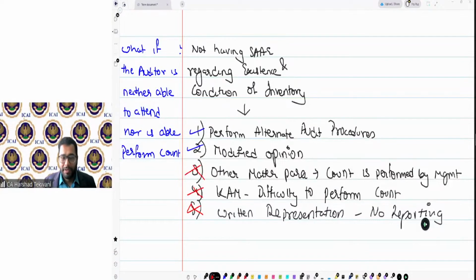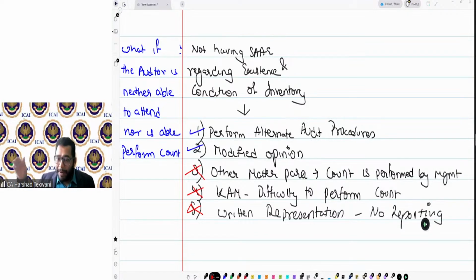Key audit matters, difficulty to perform the count. One of the important parts of a key audit matter is that we are able to resolve it. So key audit matters are things which were difficult to perform, but we were able to get audit evidence in the end.